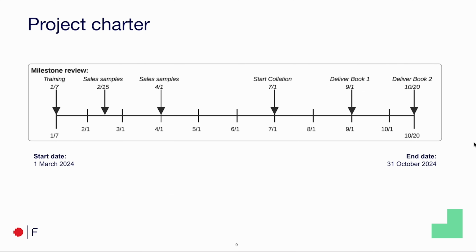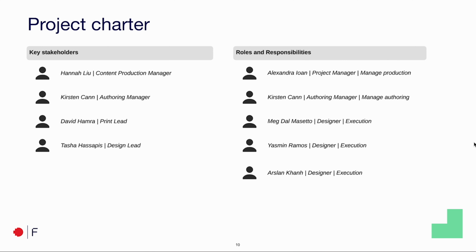Here is a quick look at our milestones. Main ones would be the sales samples. The most important one is the start of collation, which will affect if we're on time or not for delivering book 1 and book 2. Key stakeholders and roles and responsibilities.